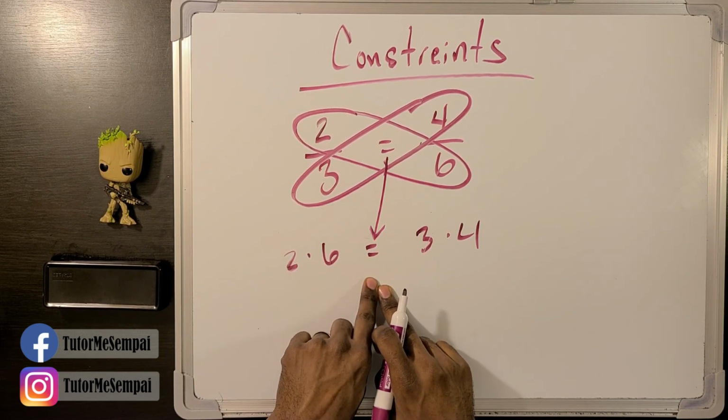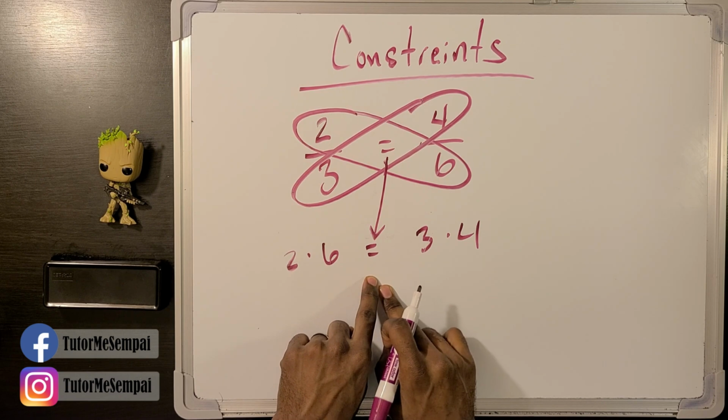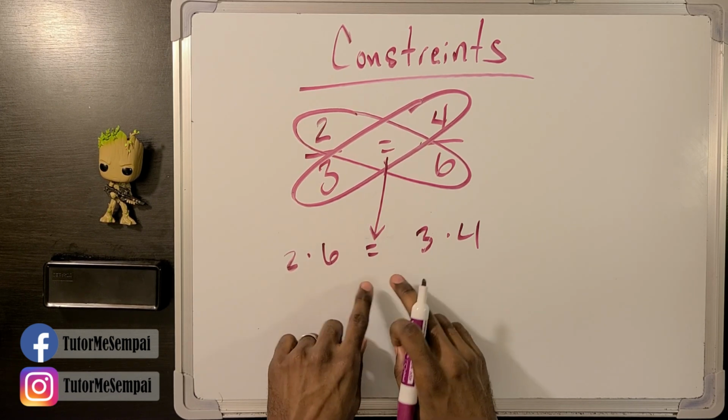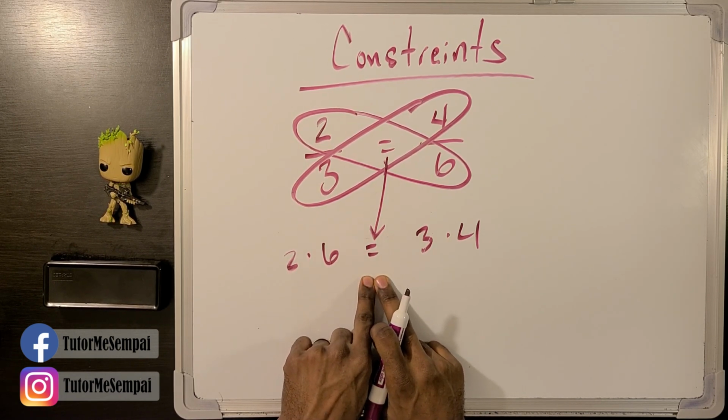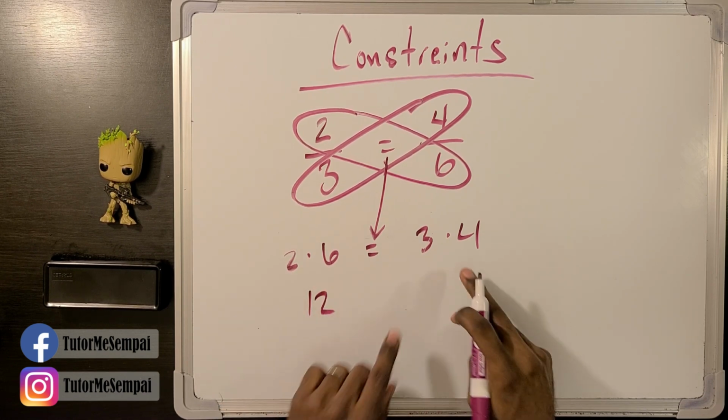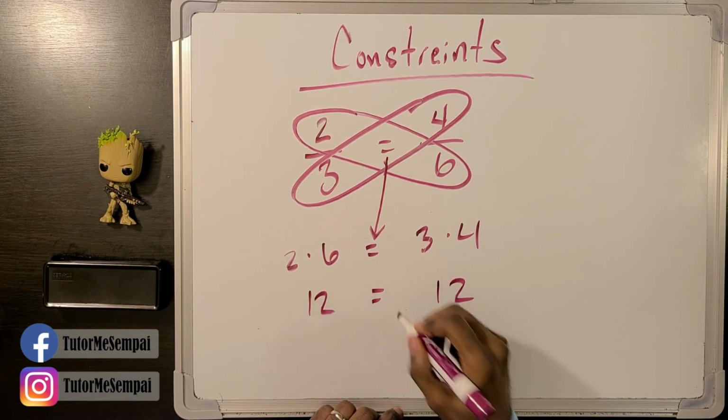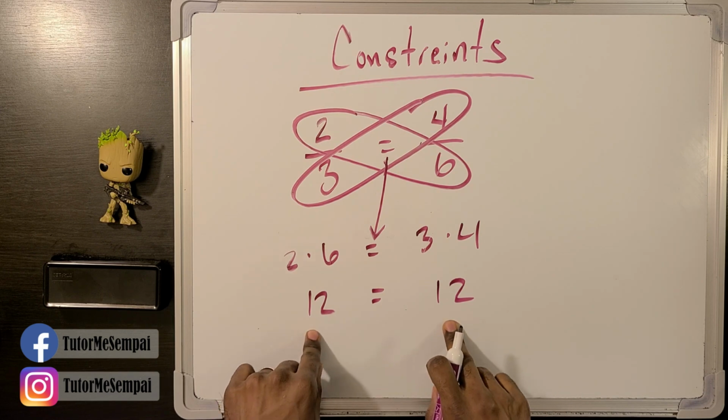Now, is that actually equal? We'll see. And if it's not, we'll cross it out. But whenever you do cross multiplication, you always have to have your equal sign here. So 2 times 6, that's 12. 3 times 4, also 12. So we can keep our equals because this is indeed equal.